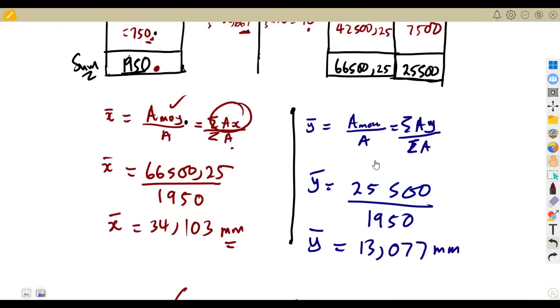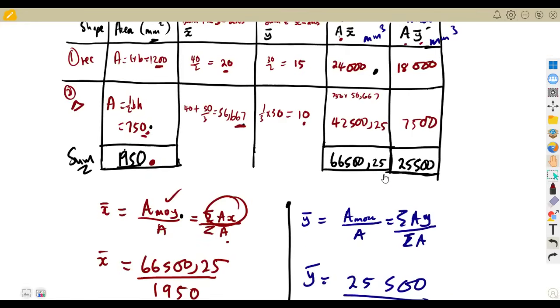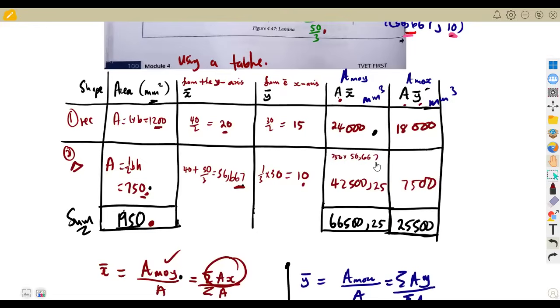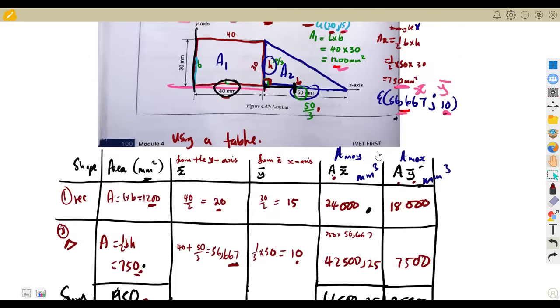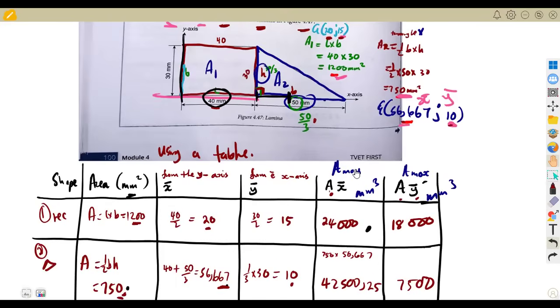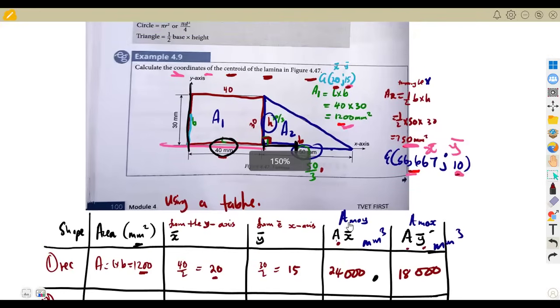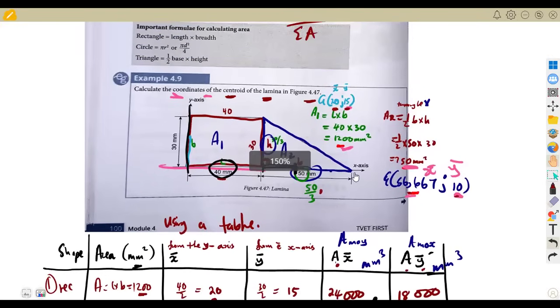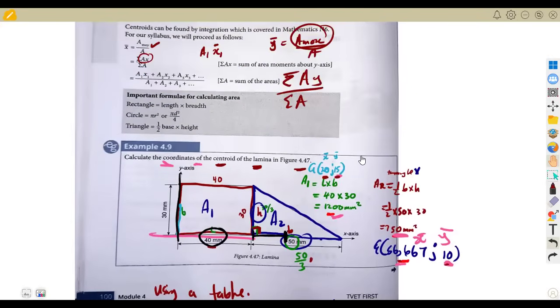So this one where you now say, take moments about this, take moments about that. Yes, if you understand that, it's one and the same because it's the same thing, area times what? Area times X or area times Y. So it's one and the same thing. All right, so you want to consider another question.